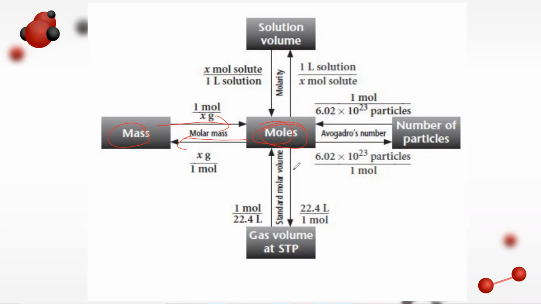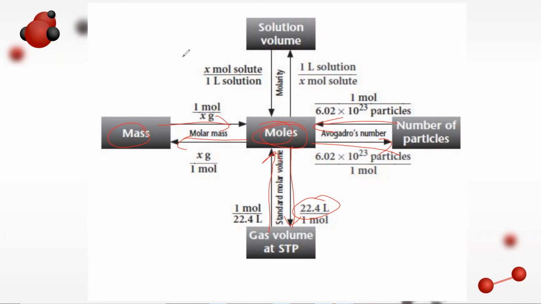If I want to go from moles to volume at standard temperature and pressure, I'm going to multiply moles by 22.4 liters. And if I want to go backwards, I'm going to divide by 22.4 liters. Going from moles to particles requires you to multiply by 6.022 times 10 to the 23rd power. Going backwards requires you to divide by 6.022 times 10 to the 23rd power.